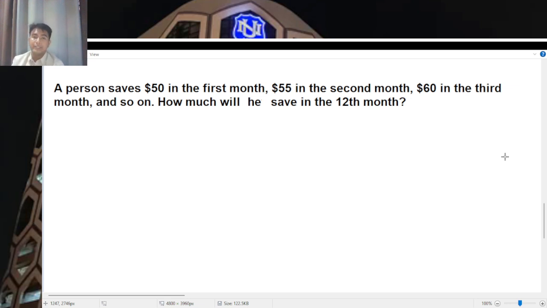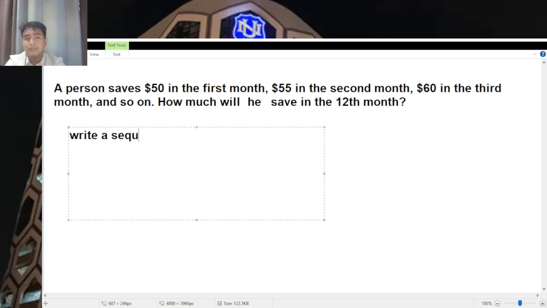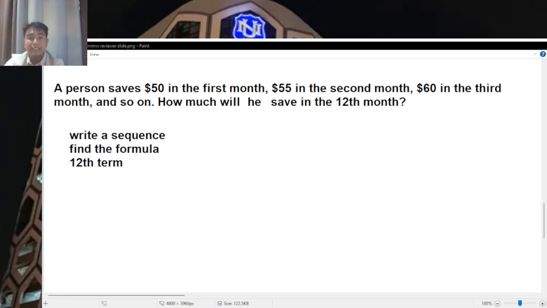Okay, so with that, there are different ways of answering this, but I'm gonna pause it for a while. Try to answer it for yourself. So what you need to do here is first, maybe write a sequence, or find the formula. Okay, you can just proceed to finding the formula. And then, you're going to search for the 12th term. Alright? So, let's try to answer this. But first, your turn. Pause this video. And I will answer this in 5, 4, 3, 2, 1.